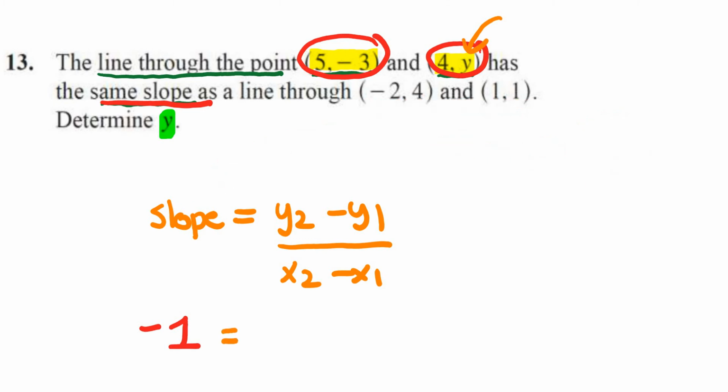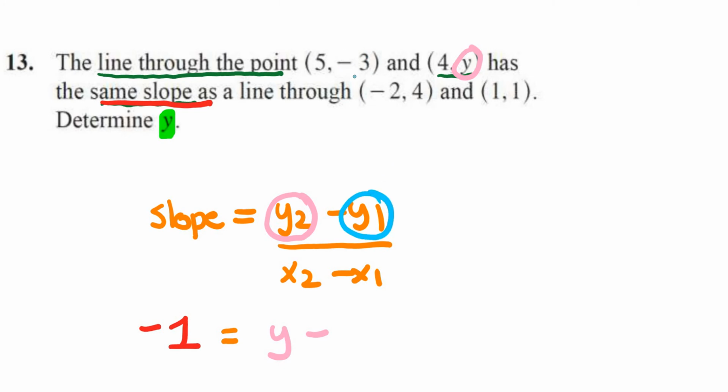Equals to, all right, what's the value? Let me get my pink marker here. What's the value of y2 now? Okay, so the value of y2 is going to be this y right there. So that's going to be y minus, then what's the value of y1? Well, the value of y1 is going to be -3. So bracket -3.